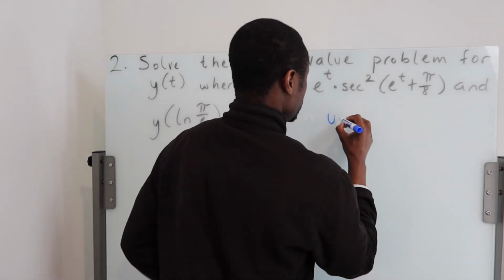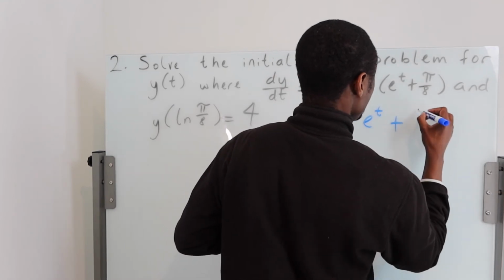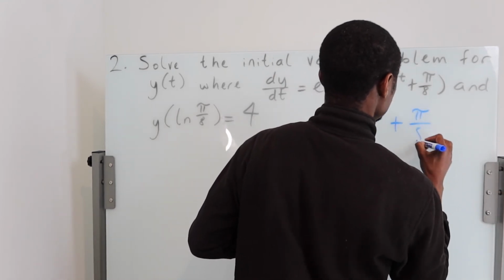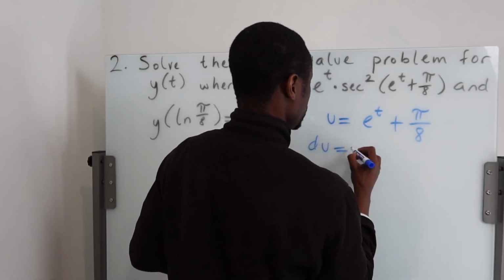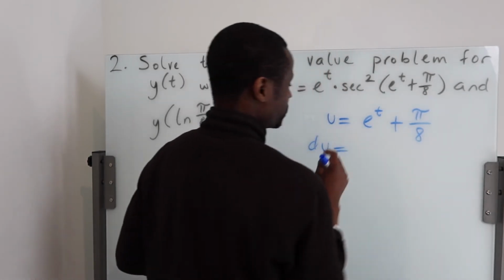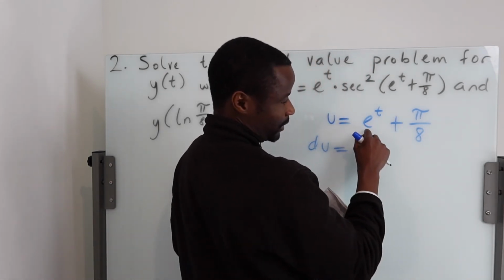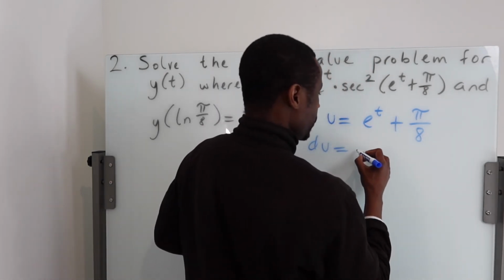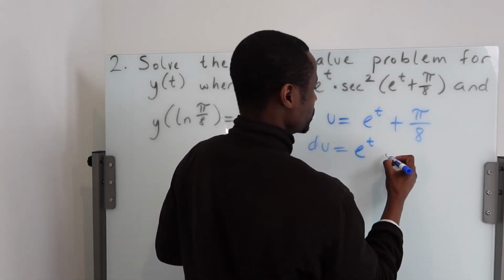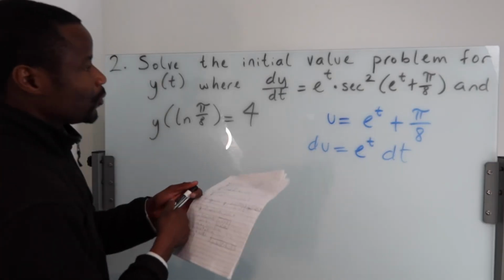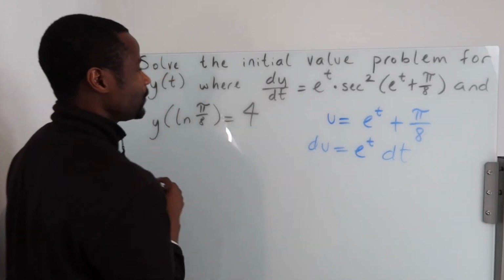And u sub is about just looking for patterns and things that just kind of make your problem easier. What I'm going to do here is say u equals e to the t plus pi over 8. So that's my u of t. So du then is going to be, remember our formula for finding derivatives when we have an e involved, simply going to be e to the t. That's a constant, goes to 0, so dt.